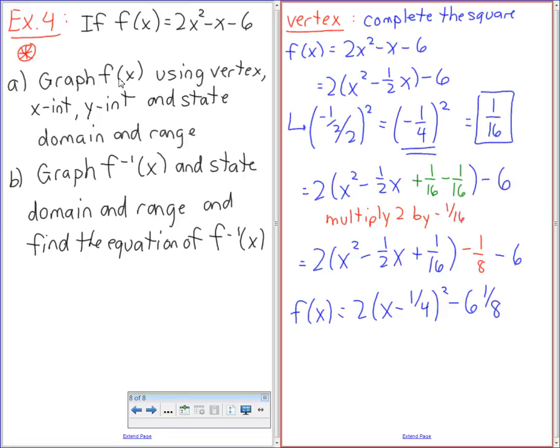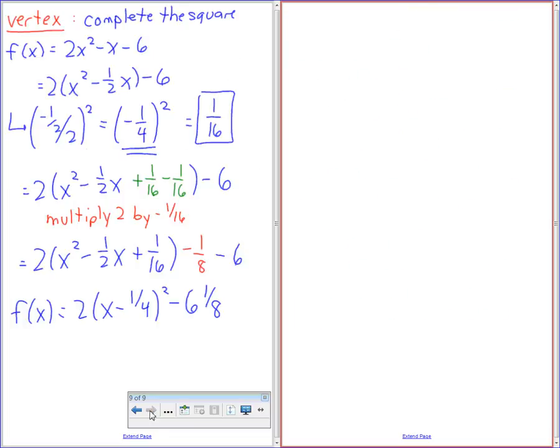Okay, go ahead. It's going to open up. Okay. And your vertex is 1/4, negative 6 and 1/8. Now, there'll be somebody who guessed for the up and the down. Oh, and I know that's not you. Where did you get this? Why does this open up? Because the 2 in front of the bracket is positive. Very good. The number in front of the bracket tells you if it's going to open up.